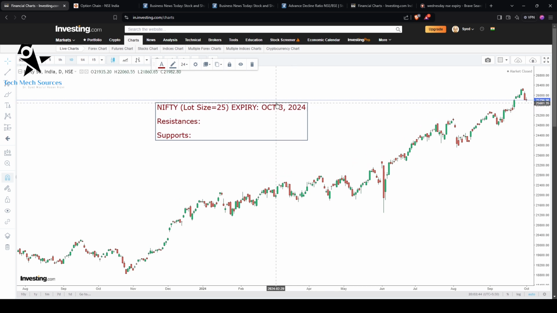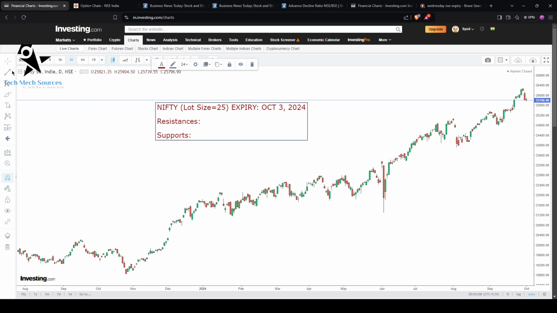So resistances are always they stop the stock or the index from going up, and supports, they support the stock price or in fact the index. And these two things are very important for any analysis.